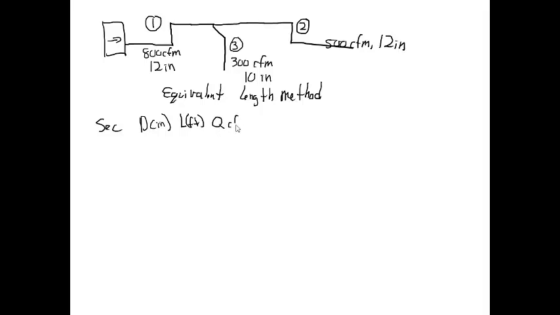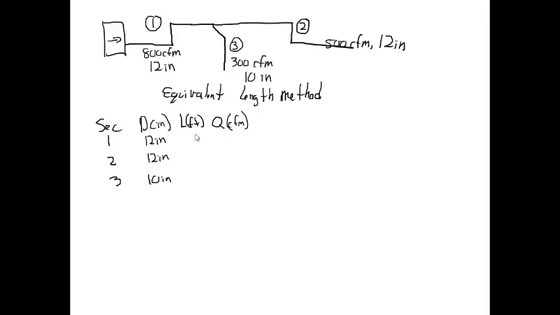Then flow rate in CFM. So let me go ahead and start there. Section 1, Section 2, Section 3. Section 1 gives me 12 inches for the duct size. Section 2 is 12 inches, and Section 3 is 10 inches.